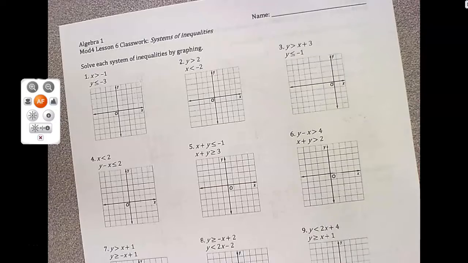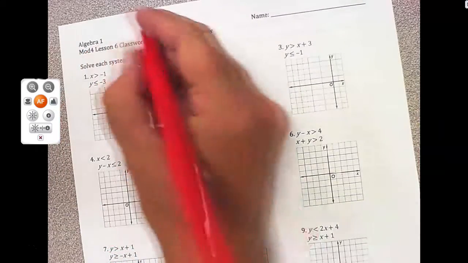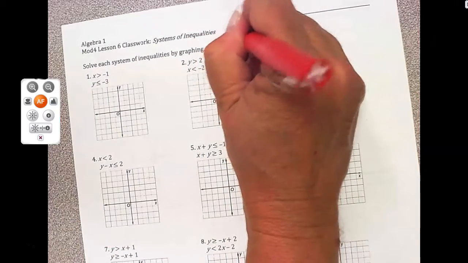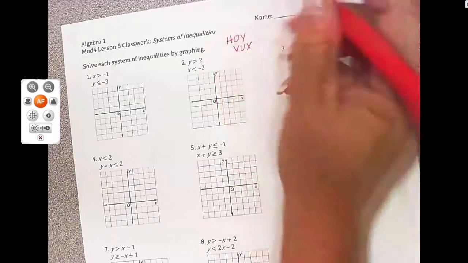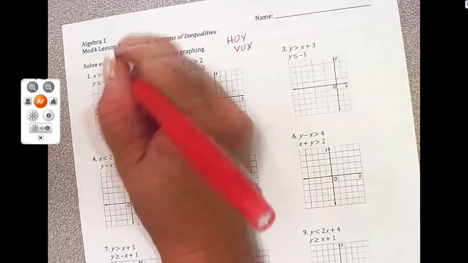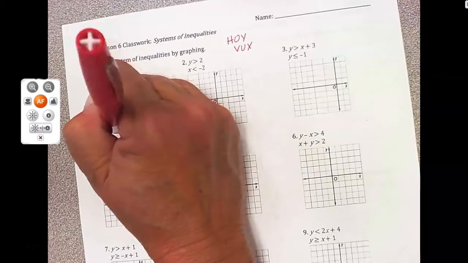and then we'll pick one of the other problems. So at first, when I want to graph x is greater than negative 1 on all the horizontal and vertical lines, I'm just going to remember if I have an x, that's going to be a vertical line at negative 1, and it's a greater than, so I'm just going to use a dashed line.